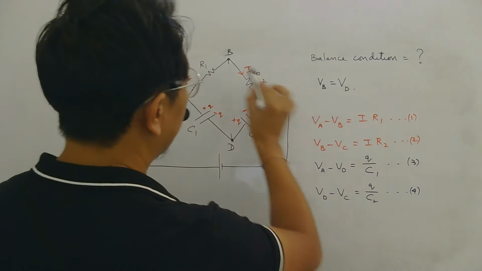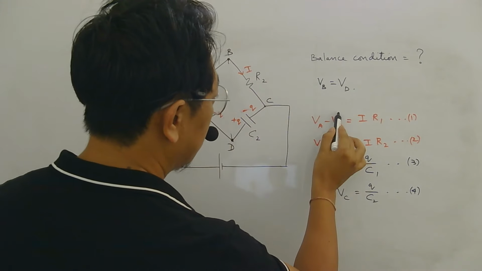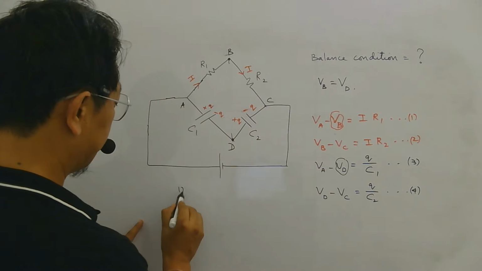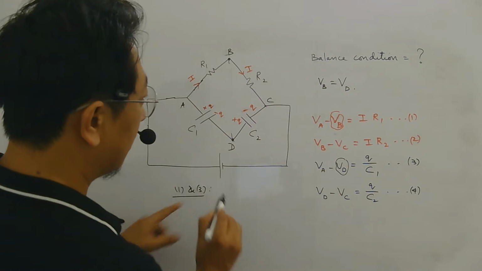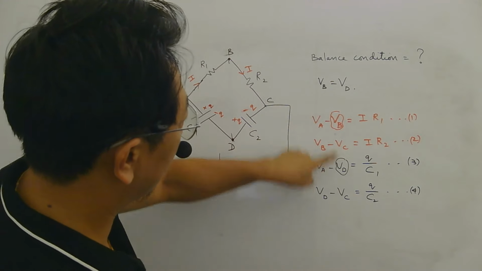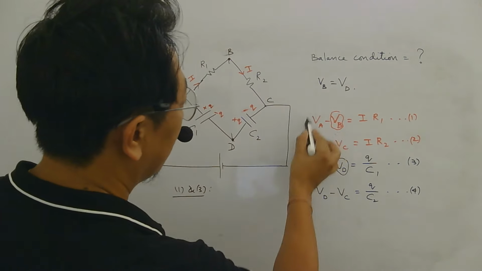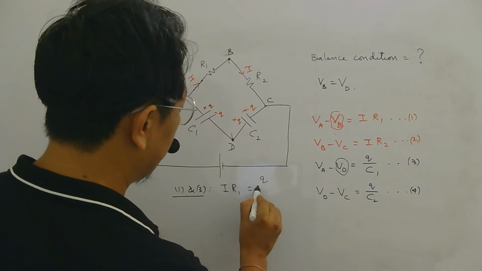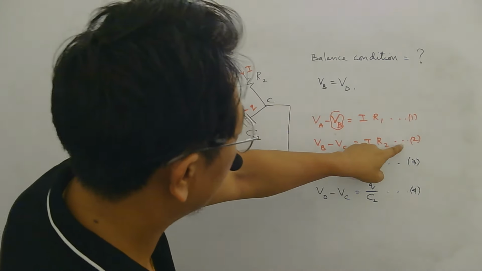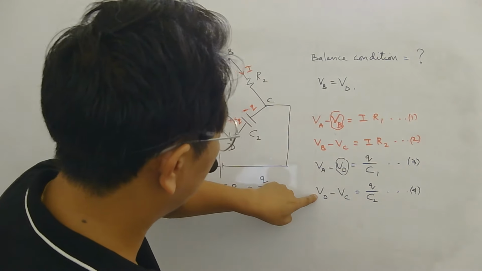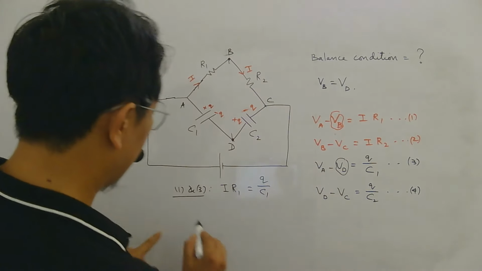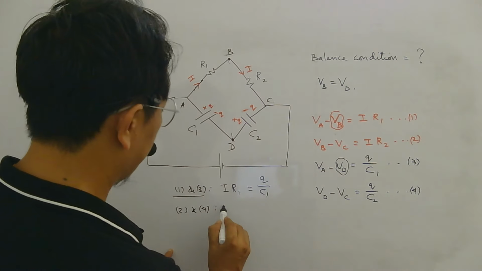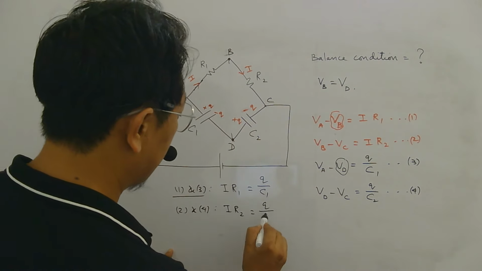Now for balance condition, VB should be equal to VD. So this VB should be equal to this VD. So from equation 1 and 3, we notice that on the left side VA is there, and VB and VD are same under balance condition. So left sides are same, so right sides should be same. So IR1 should be Q by C1. Similarly, from equation 2 and 4, we know VB is equal to VD and here minus VC, minus VC. So from 2 and 4, left sides are same, so right sides should be same. So IR2 will be Q by C2.